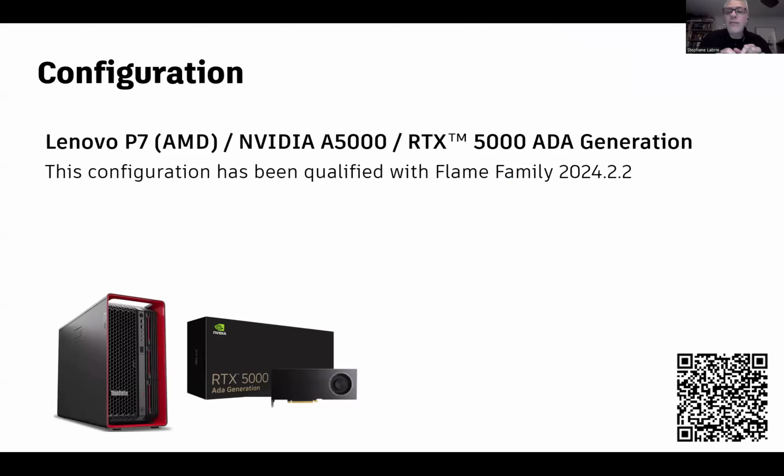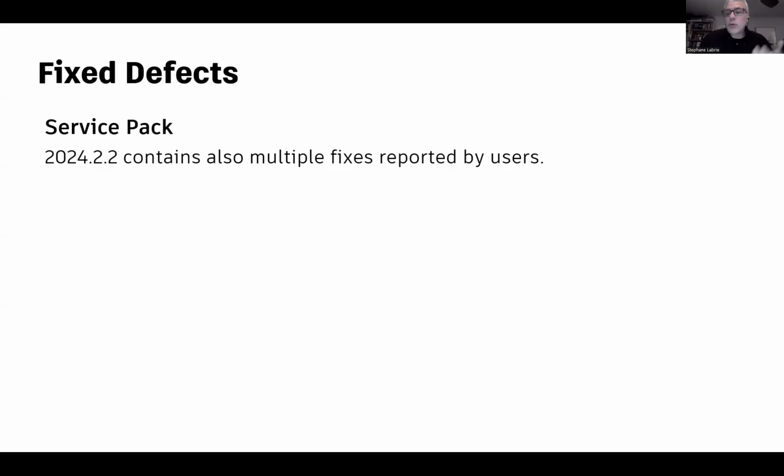We also qualified the NVIDIA RTX A5000 on the Lenovo P7. In the past, we were supporting the 6000 series of cards, but of course, if you don't have a very high need for performance with the graphics card, and you're looking for a lower cost offering, well, the 5000 card generation is a good fit for your Flame family finishing and VFX workflows. Of course, there's also bug fixing in this release, so have a look at the documentation.